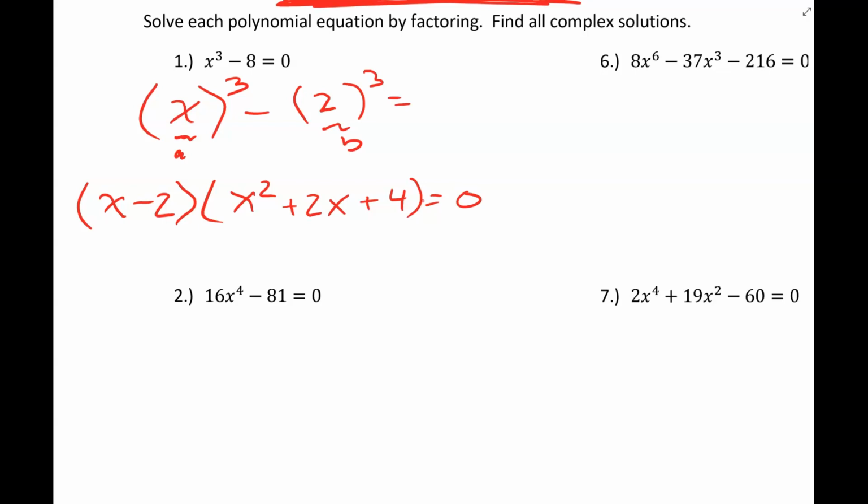Go to the 2 term. We've already checked to see if everything was factorable. We've already finished that. We're done factoring it. We still need to solve, though. Okay? So what do I do to solve this?